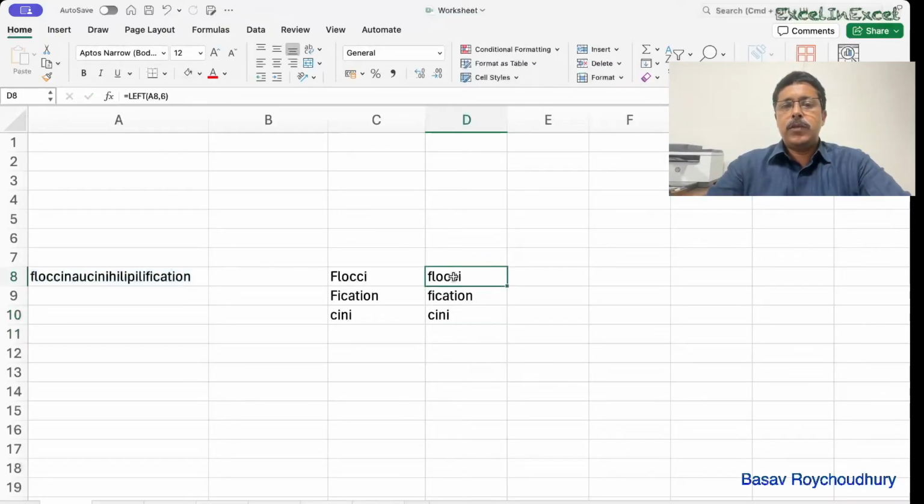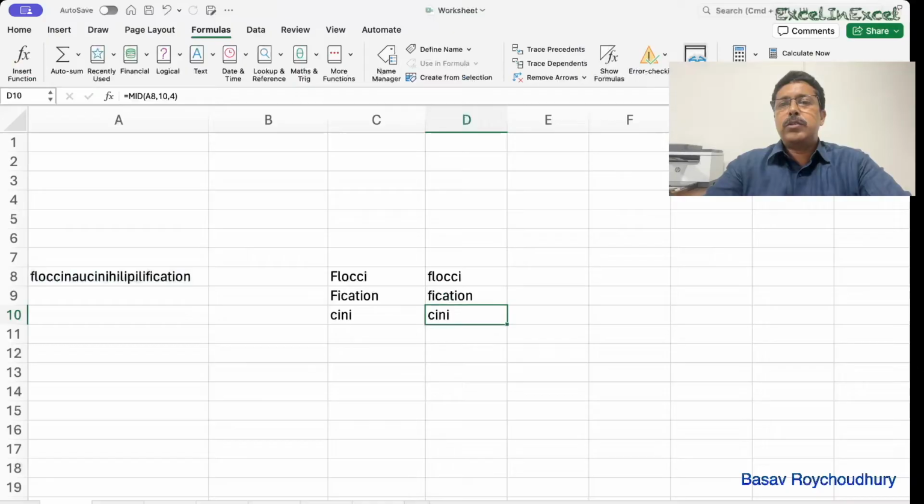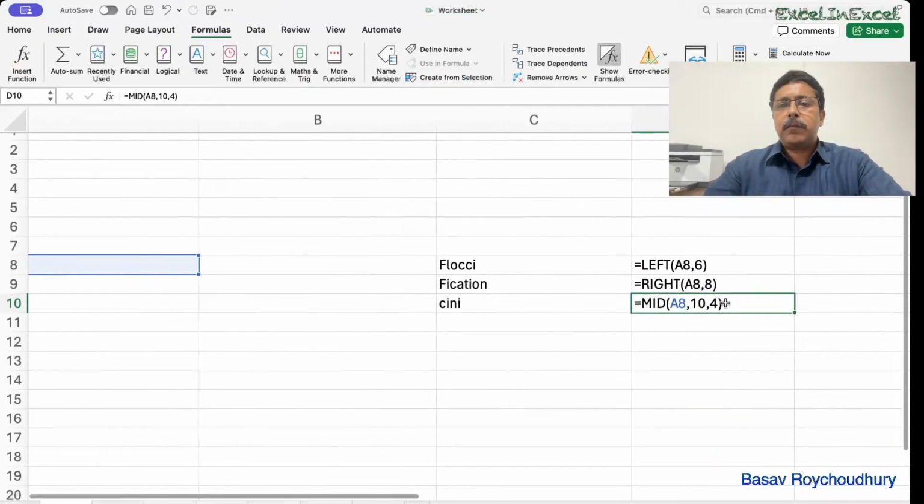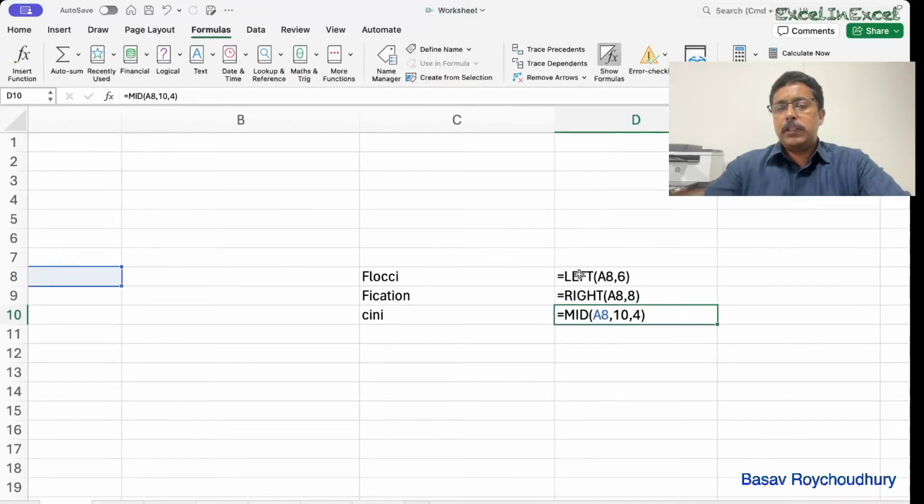So this way, as you can see, we got floxy, we got fication, and we got cine, using the left, right, and mid functions. Just to repeat what I said before, here 6, 8, 10 and 4 are the things that I have counted manually, but in most cases these values are also given using certain other formulas, as we'll see as we go ahead today.